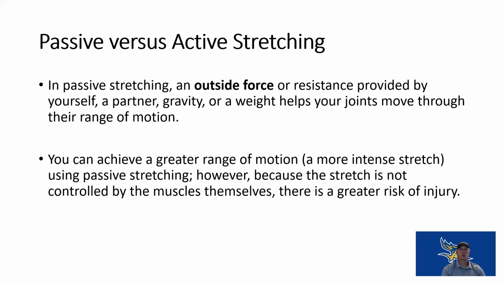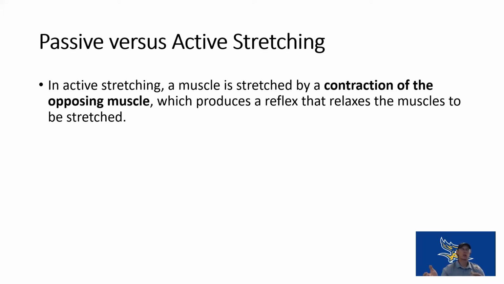Okay. When it comes to passive versus active stretching, passive is when we use an outside force to put us into range of motion. So maybe you're using a band, you're using a wall, you're using a weight, you're using a partner to put you into end range of motion. Active stretching is what we do, especially with dynamic stretching, contracting different muscle groups to relax others.